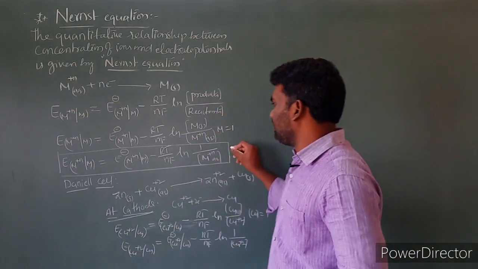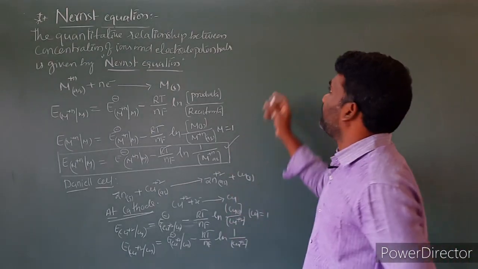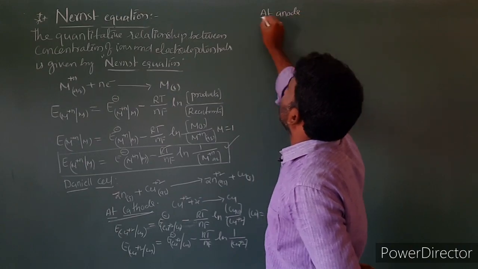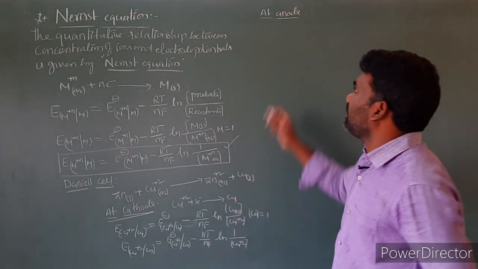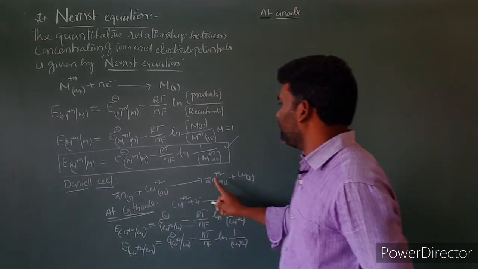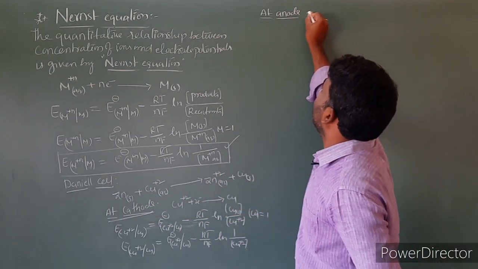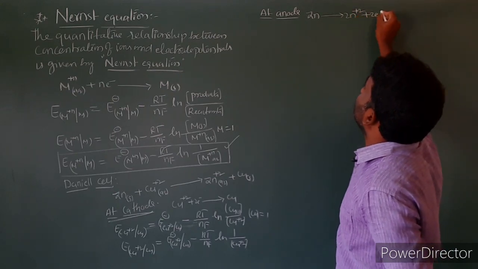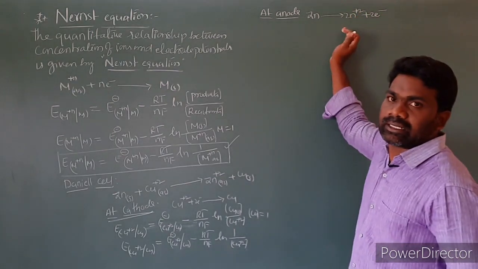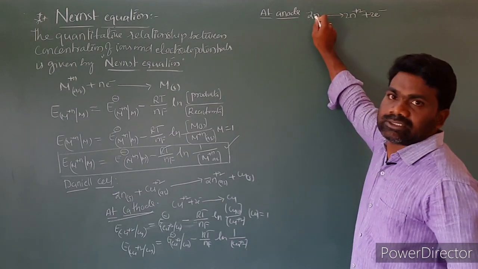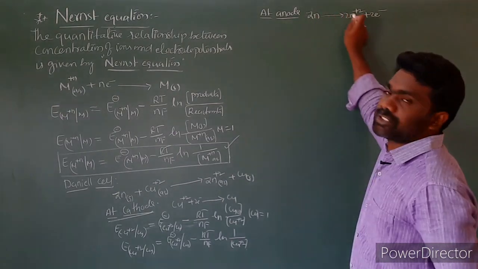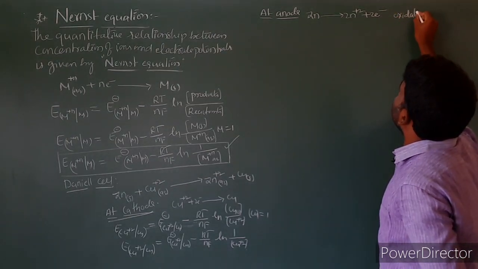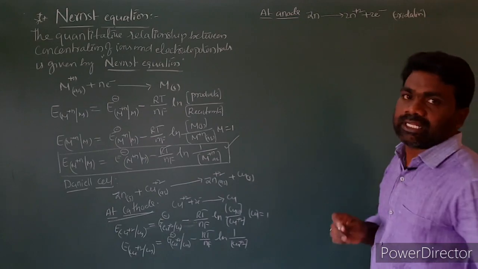Now the same equation we have to apply to the anode. At the anode, what reaction is taking place? Zn converts into Zn plus 2 plus 2 electrons. This is the oxidation form, with Zn at 0 going to plus 2. So we have to take this equation in the reduction form.